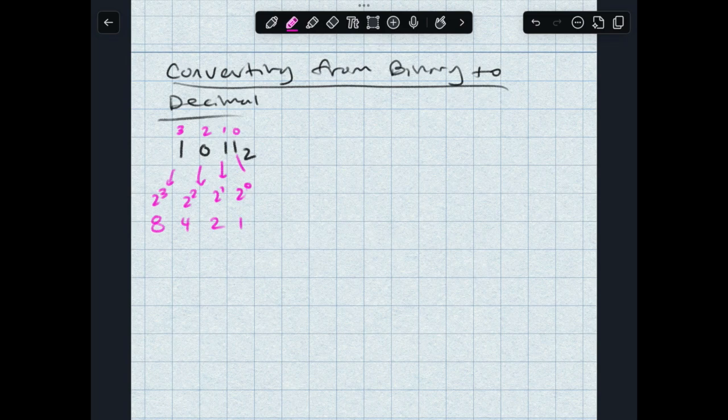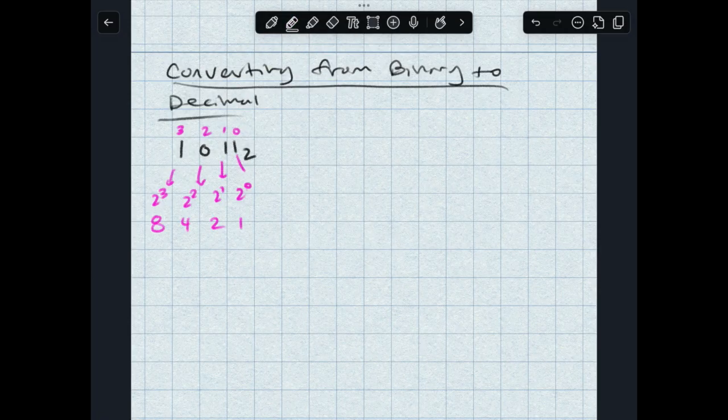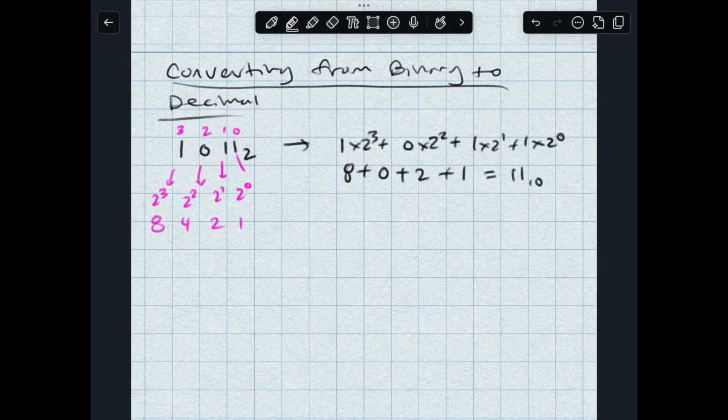So the conversion would look like this. I've got 1 times 2 to the 3rd plus 0 times 2 to the 2nd plus 1 times 2 to the 1 plus 1 times 2 to the 0. So that's 8 plus 0 plus 2 plus 1, and that's equal to 11 base 10.